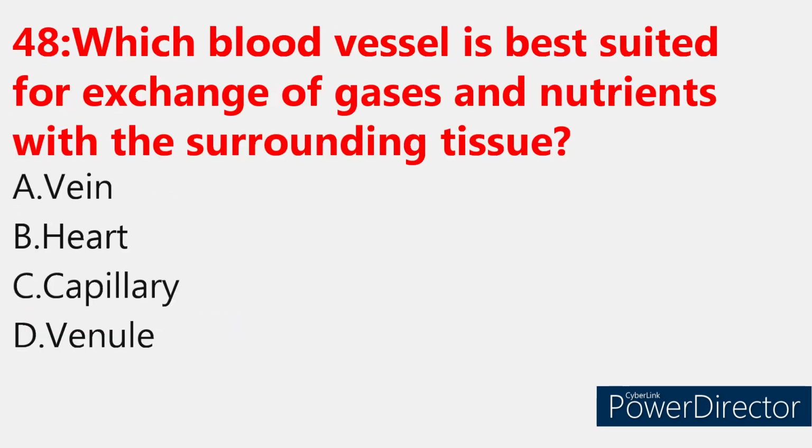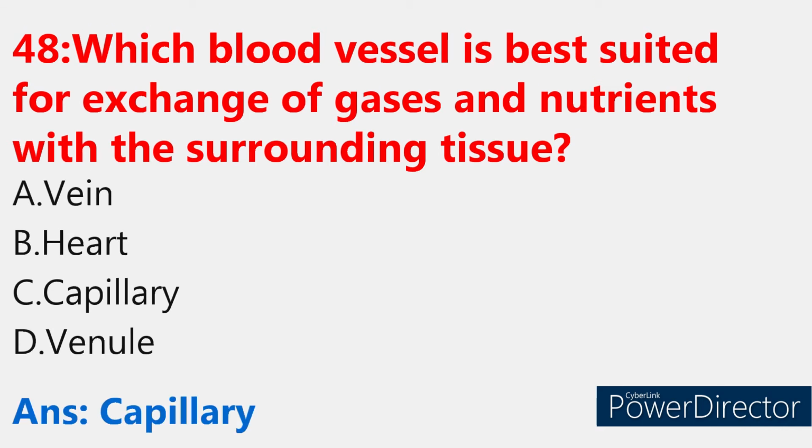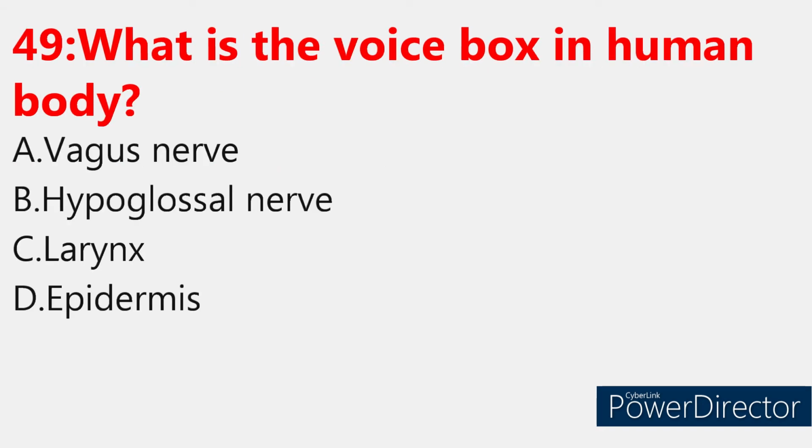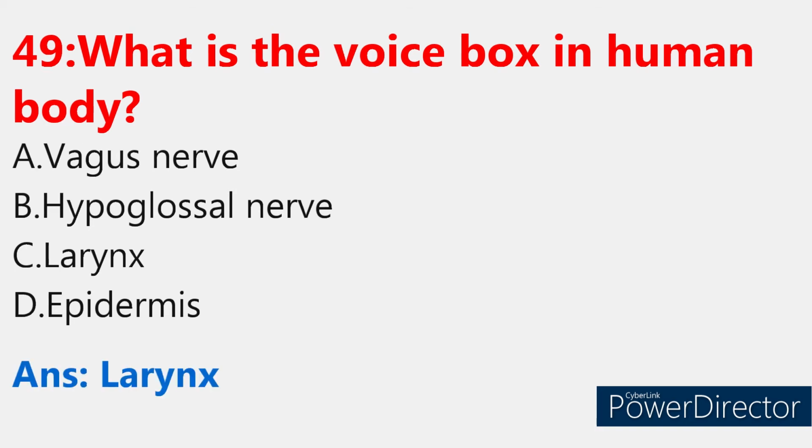Next question. Which blood vessel is best suited for exchange of gases and nutrients with the surrounding tissue? Option A vein, option B heart, option C capillary, option D venule. And the correct answer is option C capillary. Next question. What is the voice box in the human body? Option A vagus nerve, option B hypoglossal nerve, option C larynx, option D epidermis. And the correct answer is option C larynx.